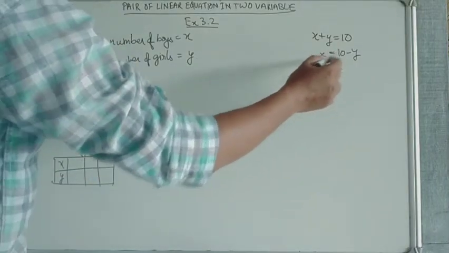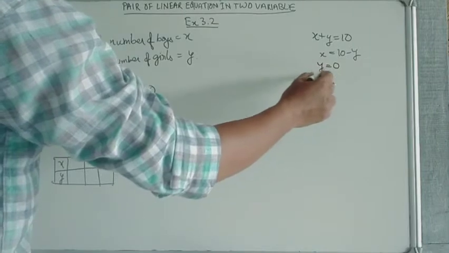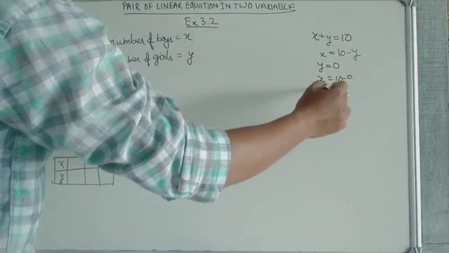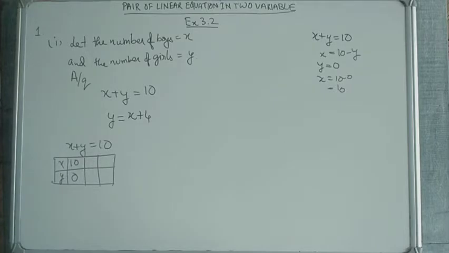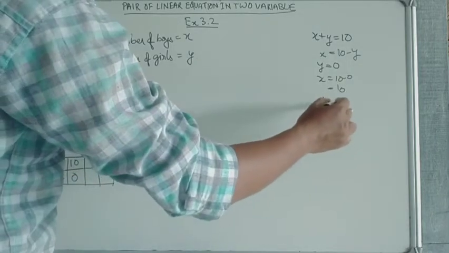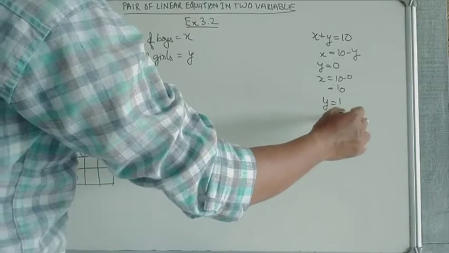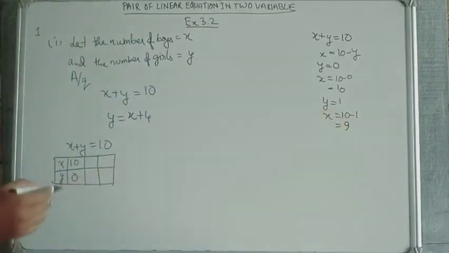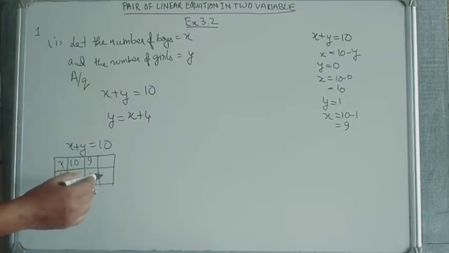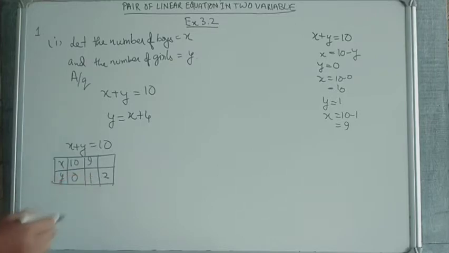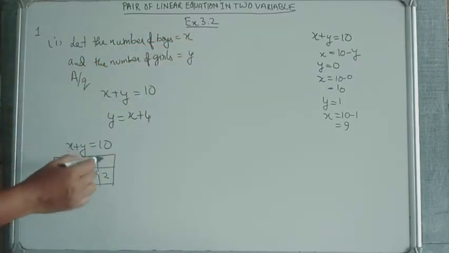Then if y is equal to 0, x will be equal to 10 minus 0, that means 10. In the same way, if y is equal to 1, x will be equal to 10 minus 1, that is 9. Because this question is easy, can you tell me the next value? If I take y equal to 2, x will be 10 minus 2, that is 8.